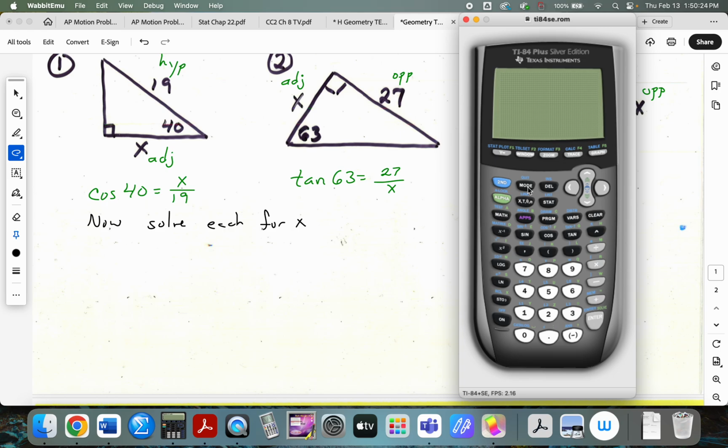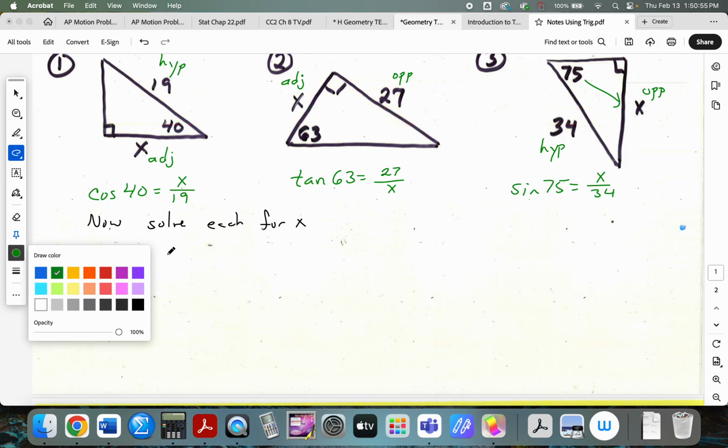So after you set it up, you must do the algebra before you punch it into your calculator. If you don't show me the algebra and something goes wrong when you put it into your calculator, then it's all wrong. I want to give you partial credit. I really do. So let's solve these now.